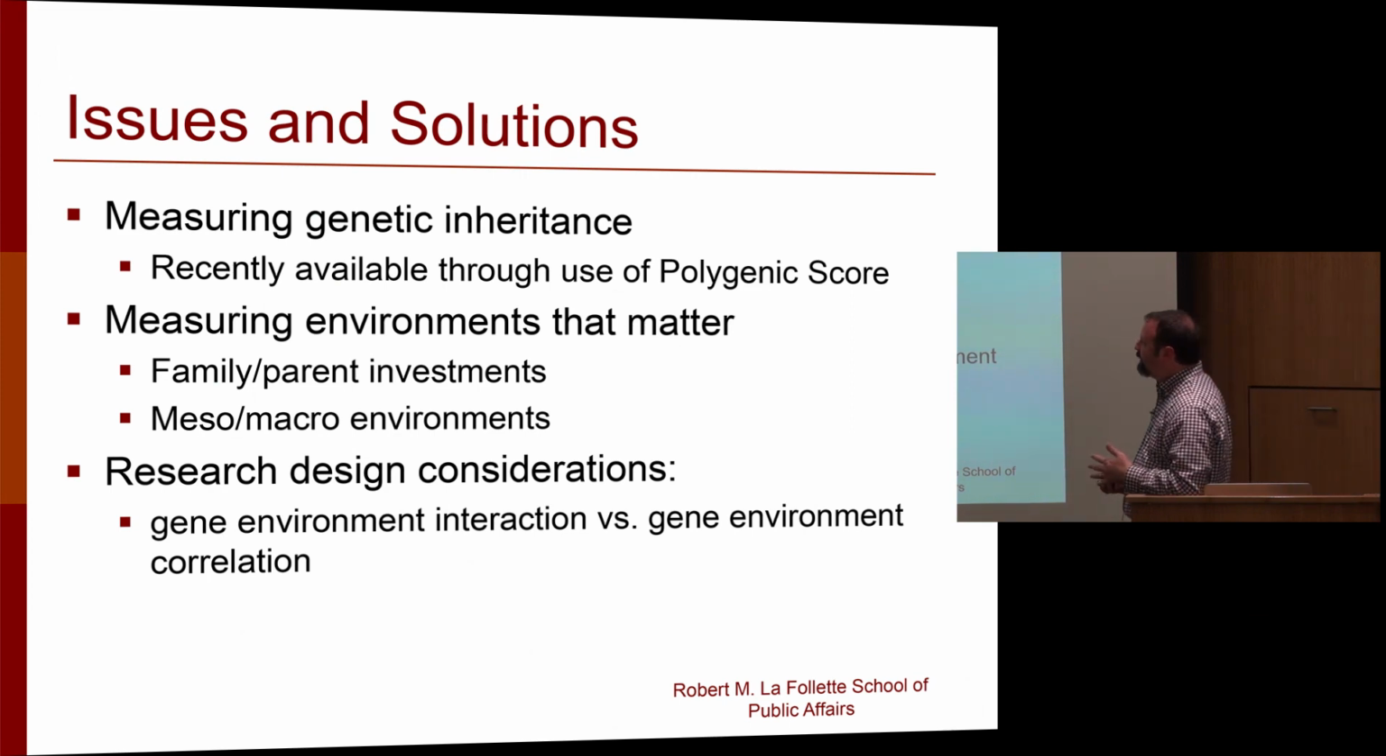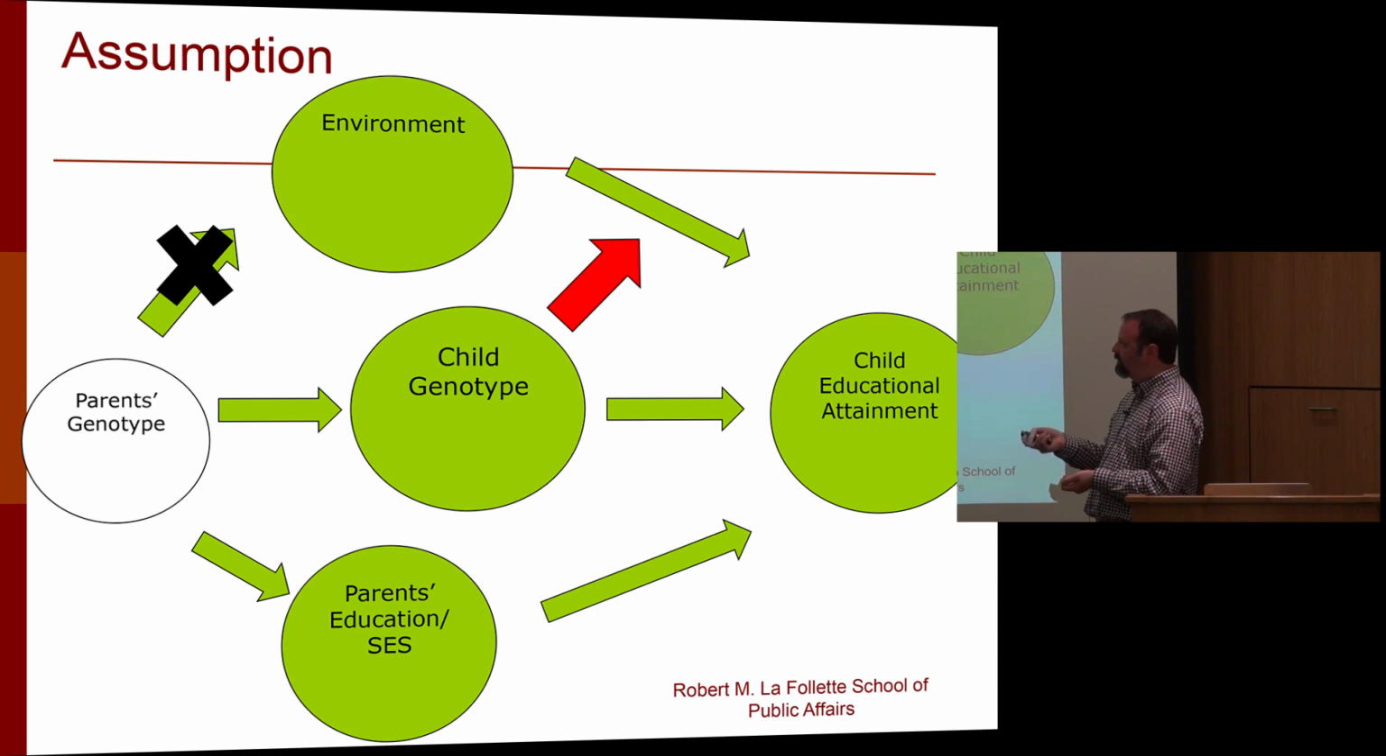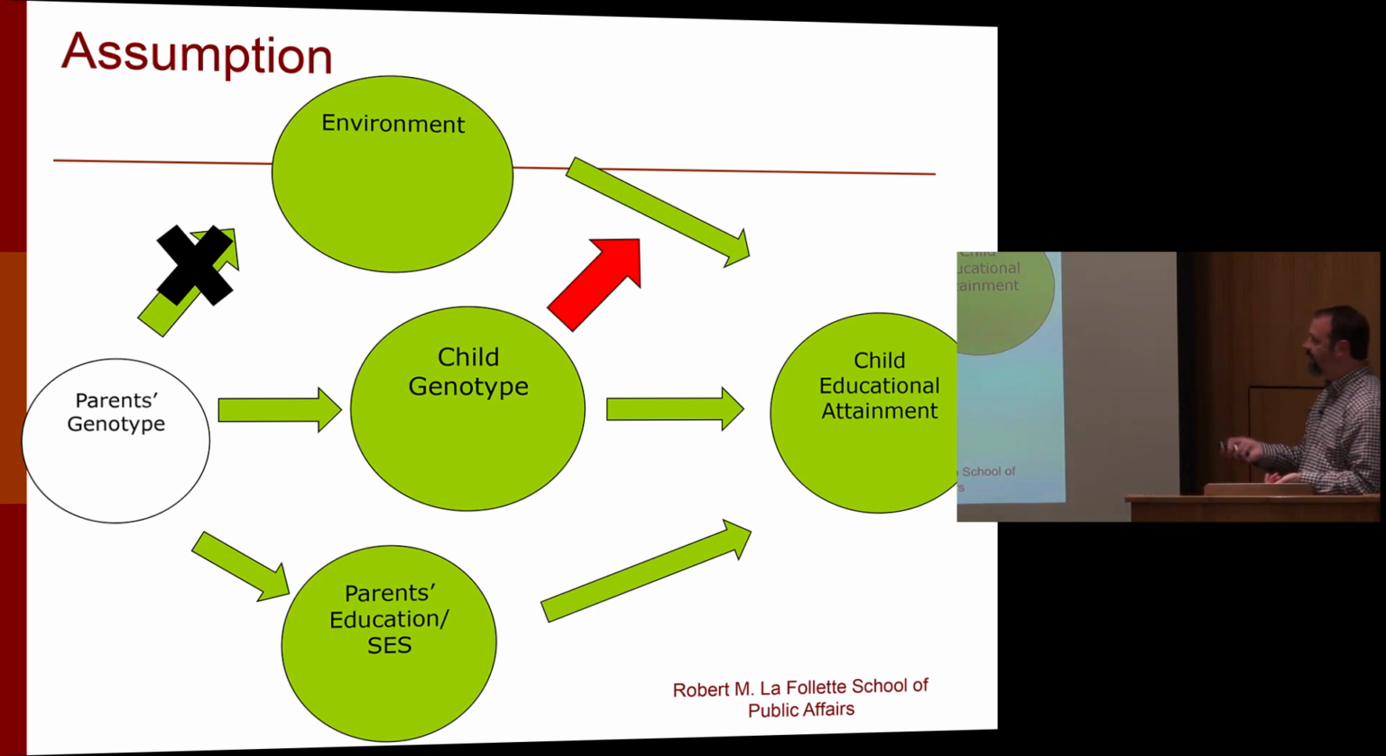Okay, summing up what I'm about to do. One, how are we measuring genetic inheritance? That's through the polygenic score that I've walked you through. Two, measuring environments that matter. The main movement I'm making from other literature is from a focus on families and parental investments to macro environments, so state levels of educational mobility. And then the research design consideration I'm promoting is that when you're examining gene-environment interaction, you're worried about gene-environment correlation. You're worried about parental genotype affecting both the child genotype and the parental education, and therefore creating a correlation between genes and environment. In the literature, that's called gene-environment correlation. You want a clean separation between the environment you're measuring and the genetics you're measuring.